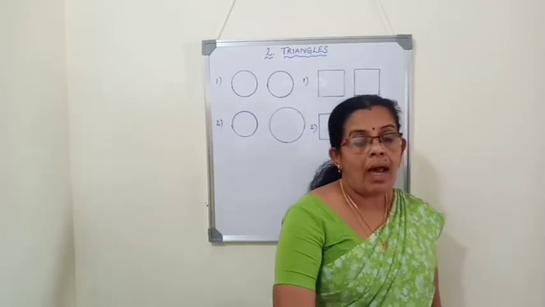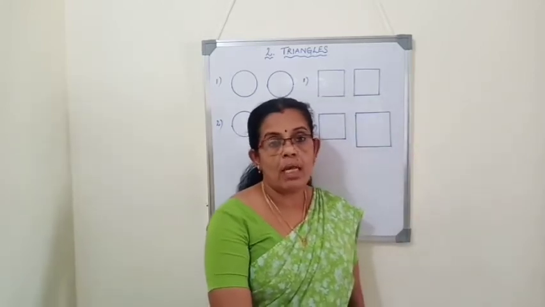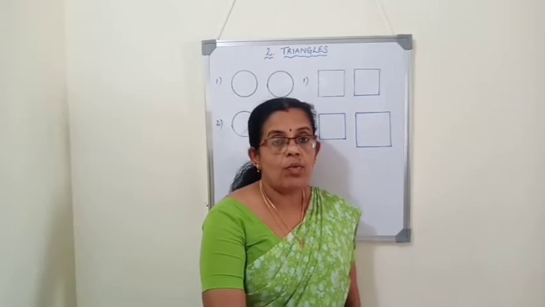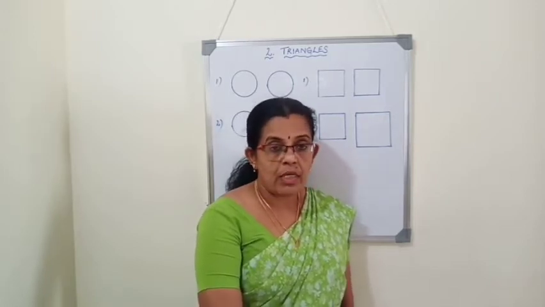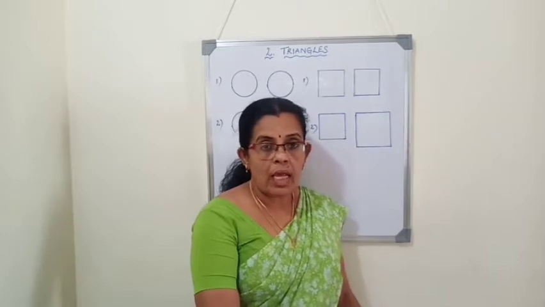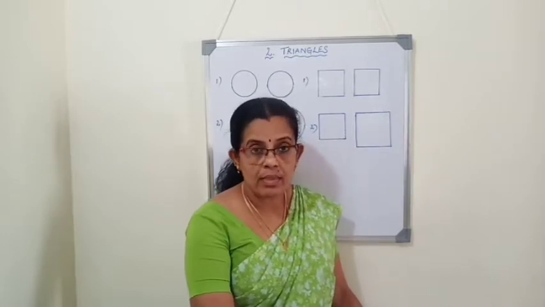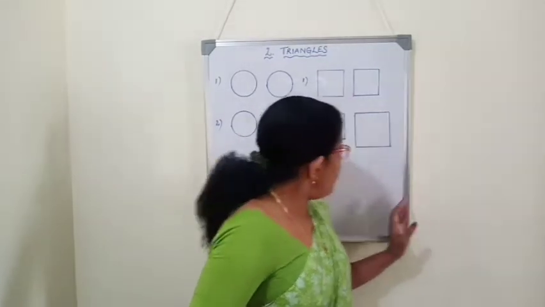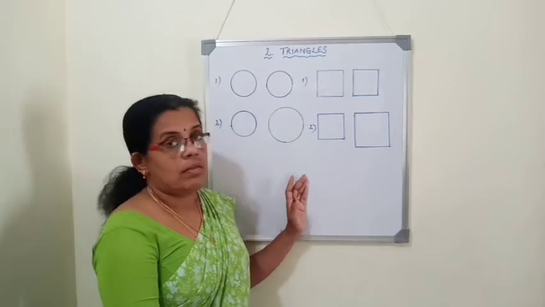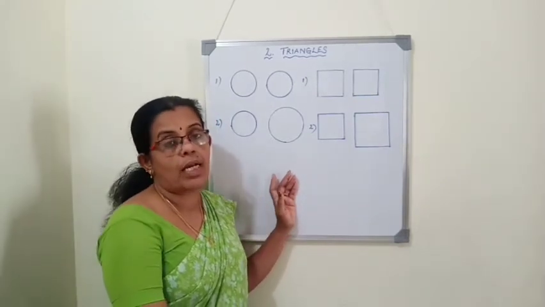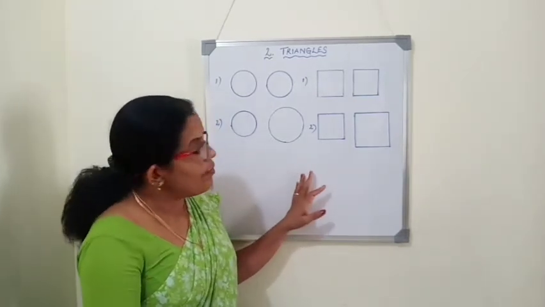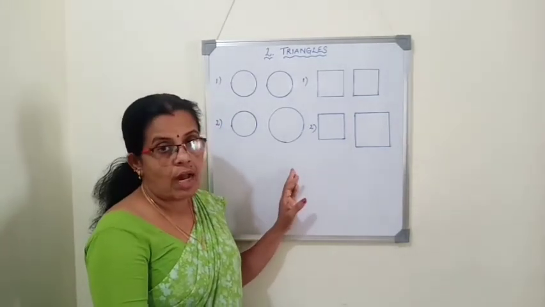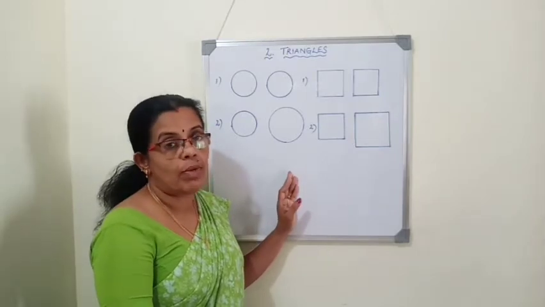Two figures having same shape and same size. They are called congruent figures. In this chapter, we shall study about the figures having same shape but different in size. Such type of figures are called similar figures. Now, similar figures have the same shape but size will be different. Congruent figures have same shape and same size, but similar figures have same shape but size will be different.